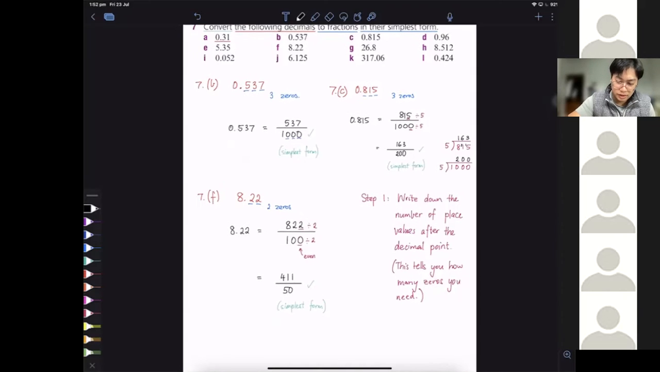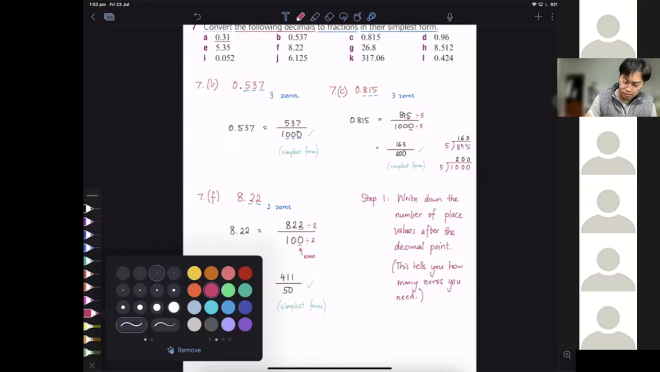Once you do that, in this first example, you notice there's no way you can simplify this. But for these other examples, you can see you can simplify them. The top and the bottom, you can divide by numbers. The top and the bottom, you can divide by 2, for example. So what you're trying to do is simplify it.